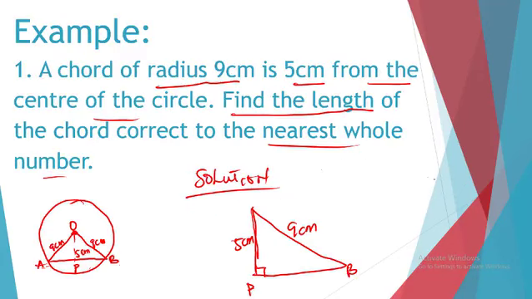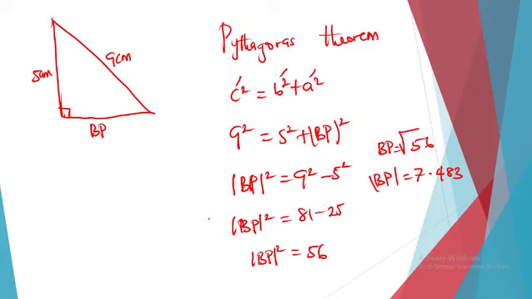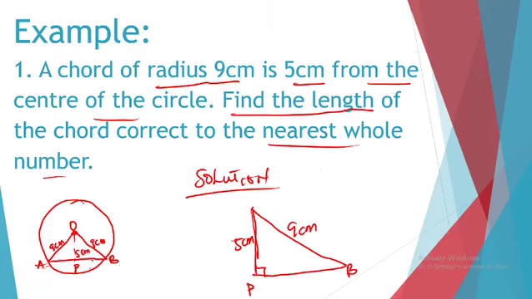Now let's go back to the question. The line PB, that is from here to here, is what we got to be 7.483. But we are looking for the line AB. Now AB means this is half of this. We have 7.483 as our line BP. And remember, BP is equal to line AP.